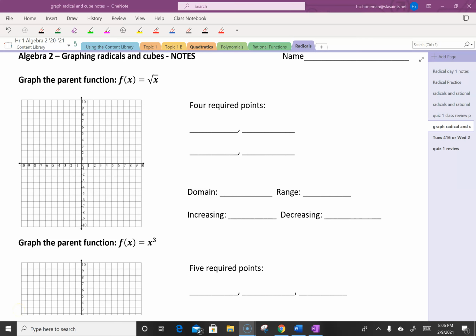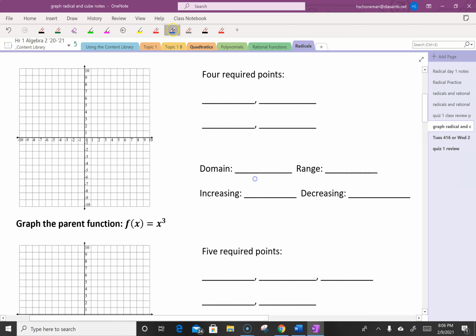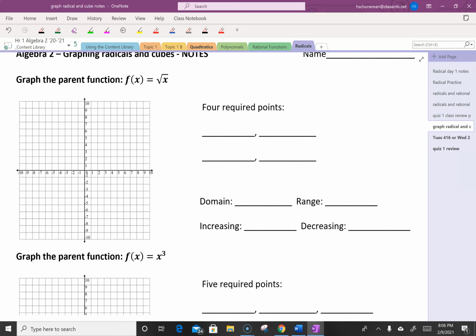This video is about graphing radicals and cubes, and we've actually graphed them once before at the beginning of the school year. Now we're just going to do more with them. So if you remember, we came up with certain basic points that we did for the parent function. So let's just try and plug in some points.